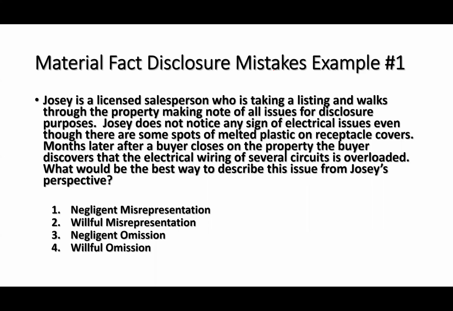Number 4, negligent omission. Negligent omission. If she saw that there was melting on the covers, I'm going with number 4, negligent omission, and a willful misrepresentation. I think it's willful omission. What is it, Travis? Negligent misrepresentation. But it says she doesn't notice any sign. Negligent omission, because she did not notice. Hold on, stop. I'm having an anxiety attack. It tells you, stop right there.